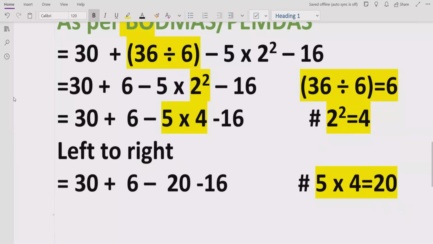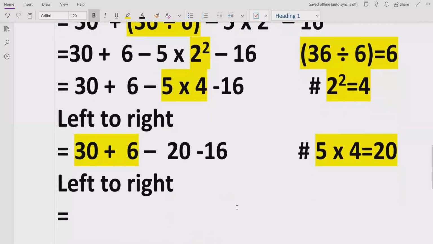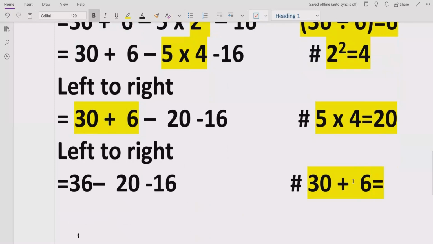Again, now we will go left to right and see that we do not have any multiplication and division in our expression. So we will solve this addition part: 30 plus 6 is equal to 36, and we will write the other term as it is. Now we will give the reference here, equals 36.